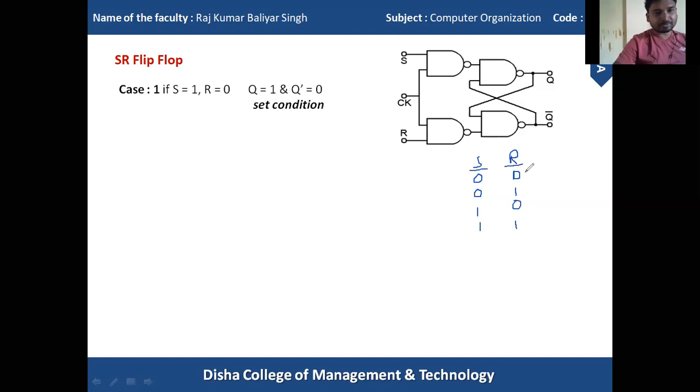At the time of giving the input values, the clock value should be 1. When the clock becomes 0, the circuit will stop working. If it is 0, then it will not work. If it is 1, then the circuit will start functioning. Clear? In the first case, S equals 1 and R equals 0.